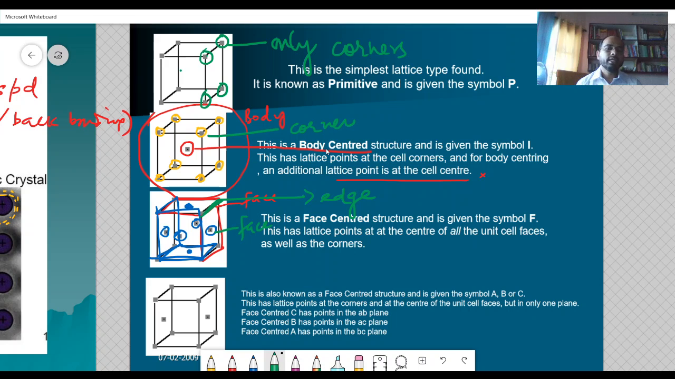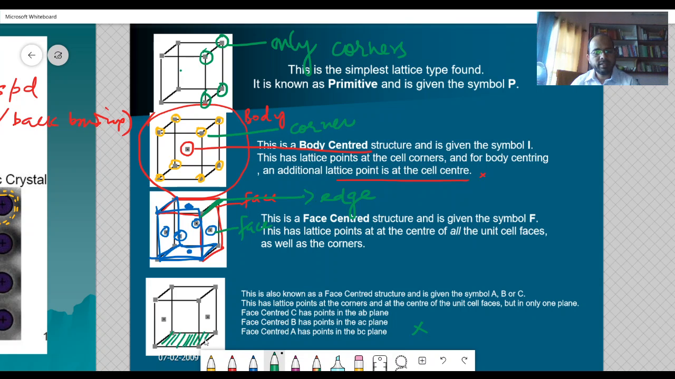Okay, within the ionic and metallic types of crystals you'll have these. This is also known as the F centered structure, given as A, B, C. And this one has lattice points at the corners and the center of the cell faces, but in only one plane. So face centered C has points in the AB plane. Face centered B has points in the BC plane. You don't need to bother about this. It is talking about each thing being considered as a plane.